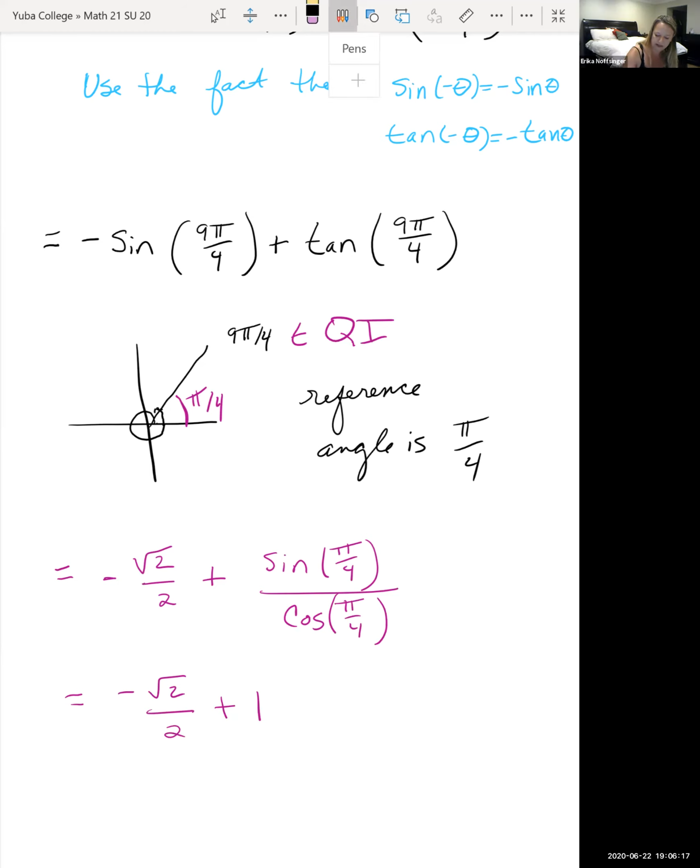I want to write that as a single fraction, so I need a common denominator, which is 2. Making the common denominator, putting it in exact form, I cannot combine negative root 2 and positive 2, so this is 2 minus root 2 all over 2.